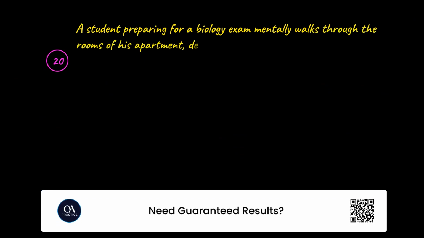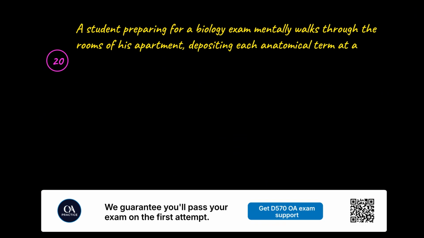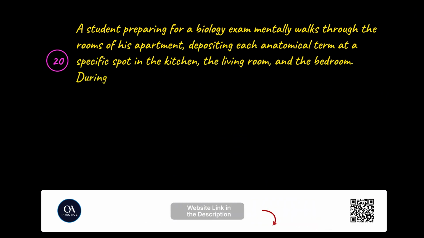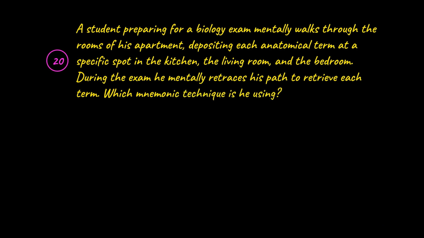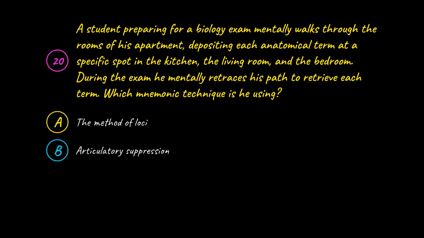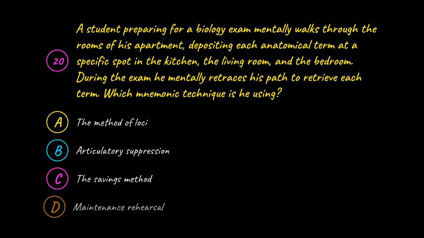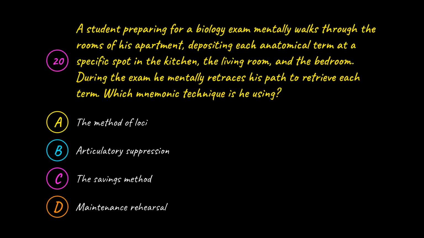Question 20. A student preparing for a biology exam mentally walks through the rooms of his apartment, depositing each anatomical term at a specific spot in the kitchen, the living room, and the bedroom. During the exam, he mentally retraces his path to retrieve each term. Which mnemonic technique is he using? Your options are A. The method of loci, B. Articulatory suppression, C. The savings method, D. Maintenance rehearsal. What's your answer? Commit to one before I continue.